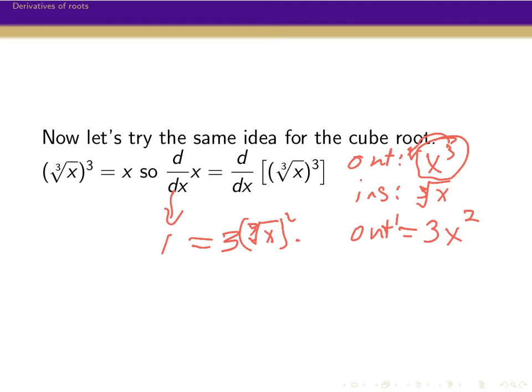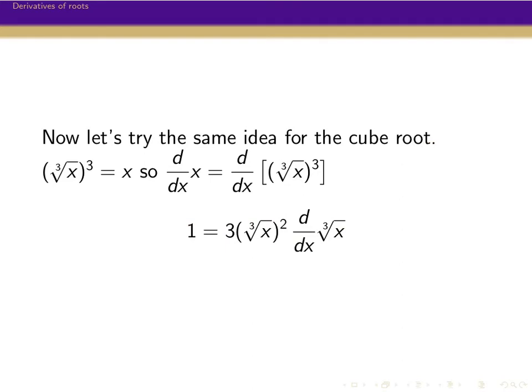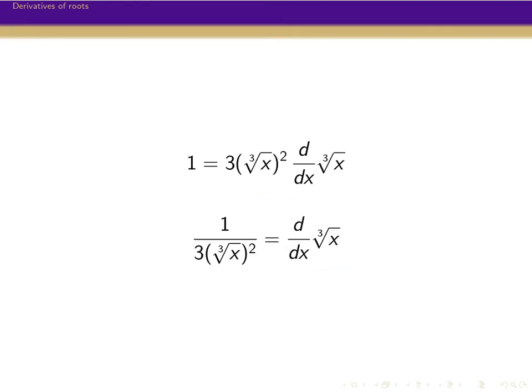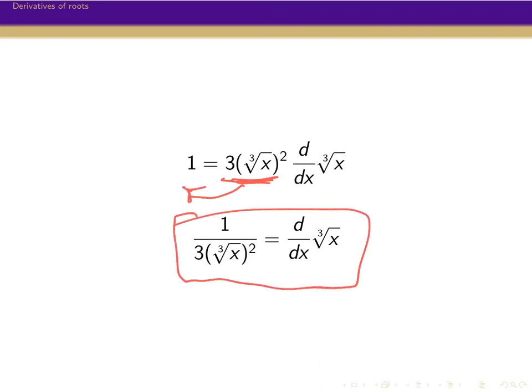And then multiply by the derivative of the inside. Okay, and now we're going to do the exact same thing. We're going to solve for this. So when we solve for it, we divide the 3 times the cube root of x squared over to the other side. And that's what we get. So the derivative of the cube root of x is 1 divided by 3 times the cube root of x squared.